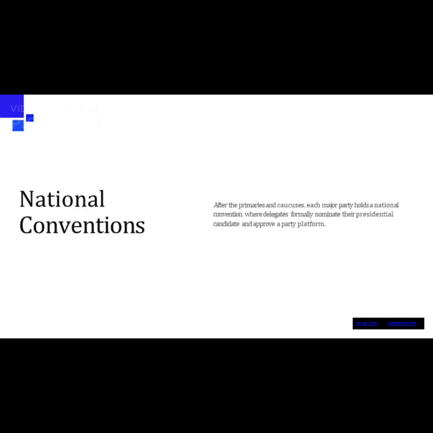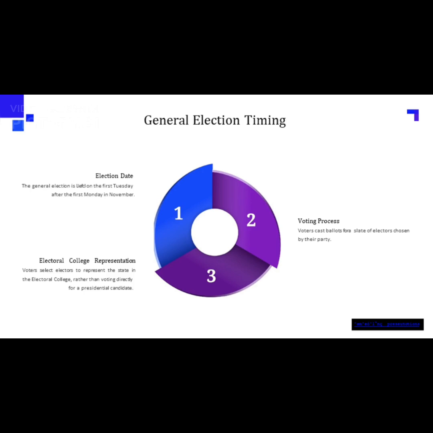After the primaries and caucuses, each major party holds a national convention where delegates formally nominate their presidential candidate and approve a party platform. The general election is held on the first Tuesday after the first Monday in November. Voters cast ballots for a slate of electors chosen by their party. Electors represent the state in the Electoral College, rather than voting directly for a presidential candidate.